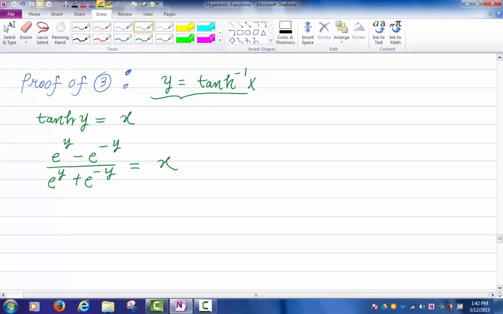How would you solve for y from this equation? One thing that I'm going to do first is the following. I am going to the left hand side. On the left hand side, I have e to the y minus e to the minus y over e to the y plus e to the minus y. I am going to multiply and divide by e to the y, okay?